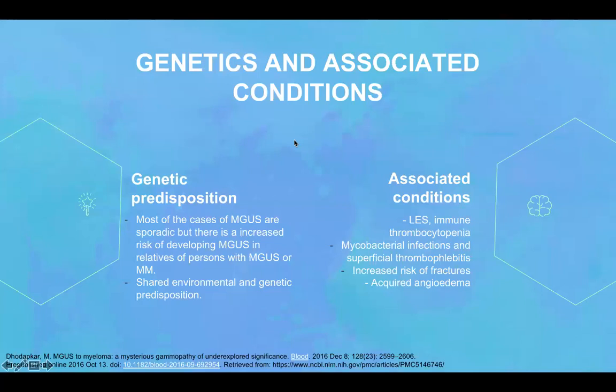This disease is usually sporadic, but there is an increased risk when you have a family member with the same diseases, multiple myeloma or MGUS. It's also discussed that there is a shared environmental and genetic predisposition. This disease is also usually related to other medical conditions, some of them being lupus, immune thrombocytopenia, acquired angioedema, and superficial thrombophlebitis, and patients who suffer from MGUS have an increased risk of fractures.